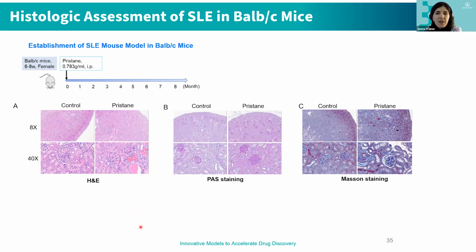Histologic analysis of the kidneys of this SLE model by H&E staining, PAS staining, and Masson staining showed glomerular stromal cell hyperplasia, glomerulosclerosis, and fibrosis in the pristane treated group. Again, indicative of kidney disease in these mice that could be subjected to your promising test articles.